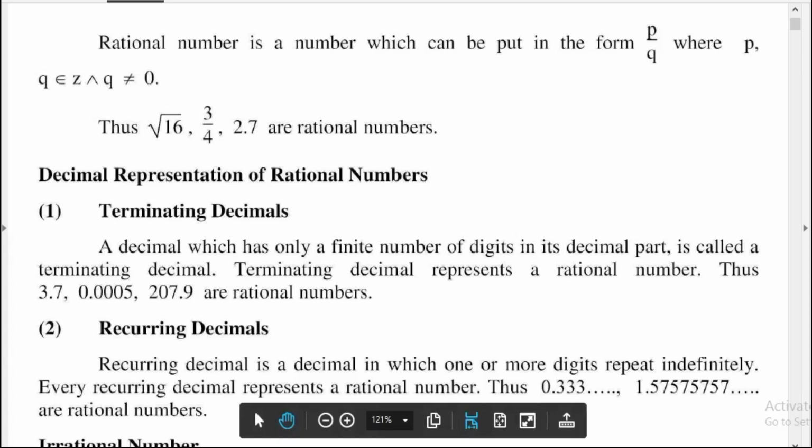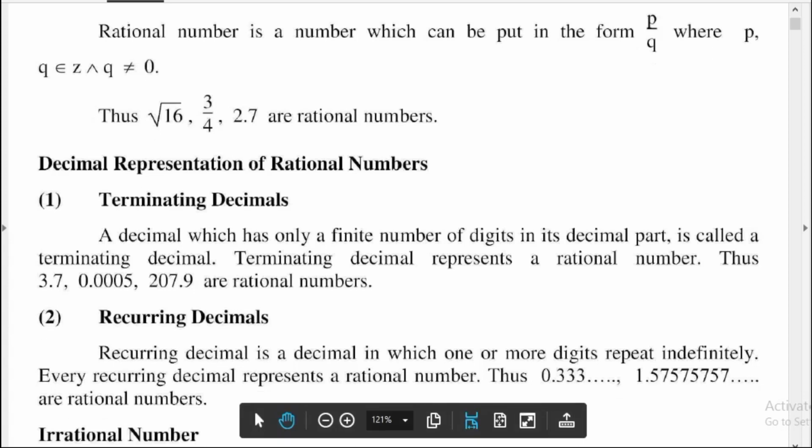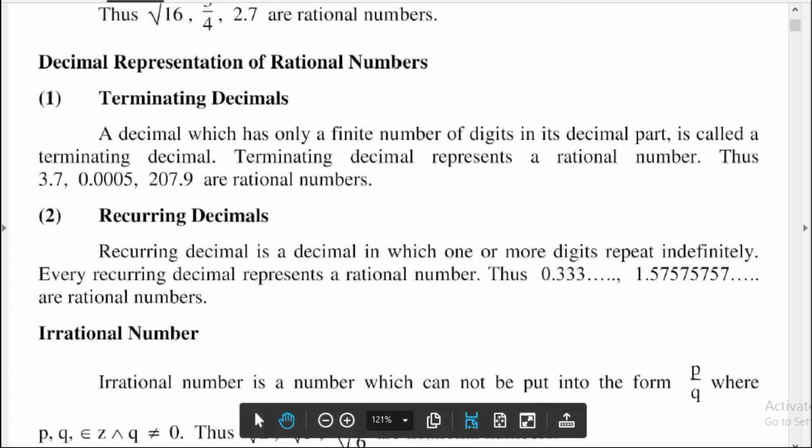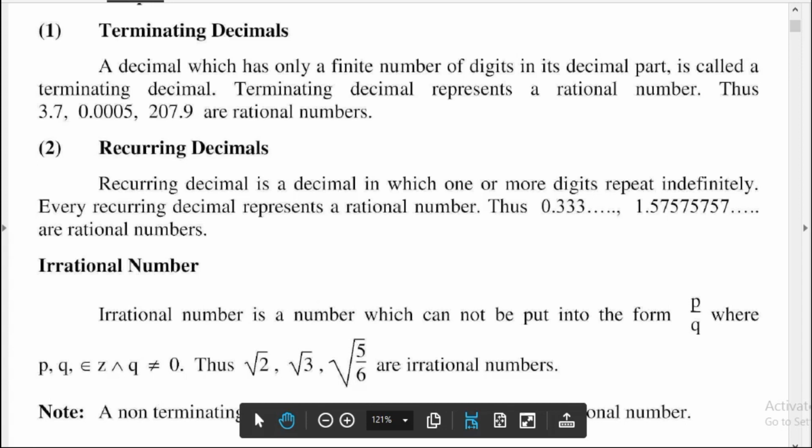So next, the second type of number, that is, irrational numbers. An irrational number is a number which cannot be put into the form p over q, where p, q belong to Z and q not equal to 0. For example, square root of 2 is an irrational number, square root of 3 is an irrational number, square root of 5 divided by 6 is an irrational number.